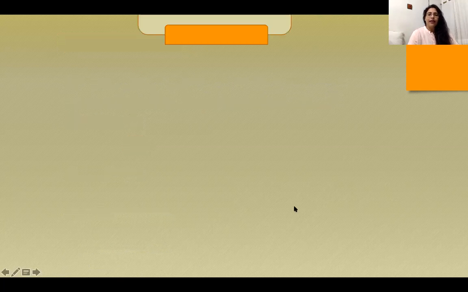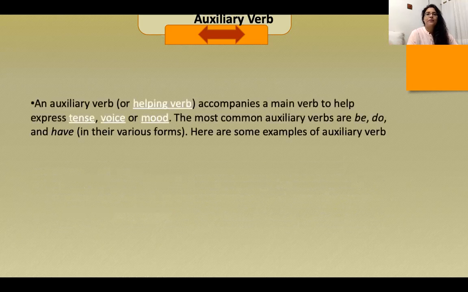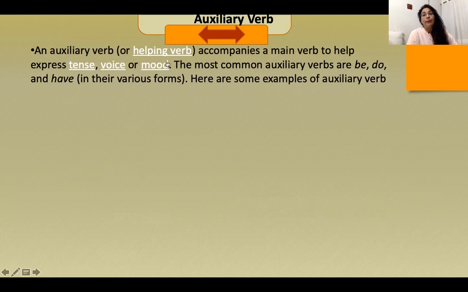So now come to the next one. Next is auxiliary verbs. A very important aspect, because without an auxiliary verb, a verb fails to create its impact. It helps a verb create an impact on a statement or a sentence. An auxiliary verb, or helping verb, as we commonly call it, accompanies a main verb to help express tense, voice, or mood. As I said, they are helping verbs.